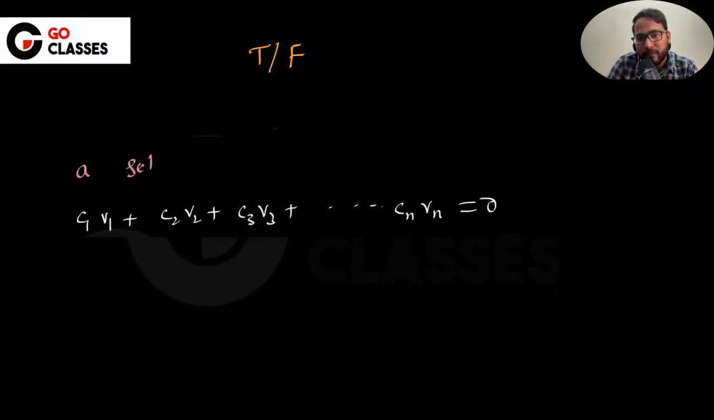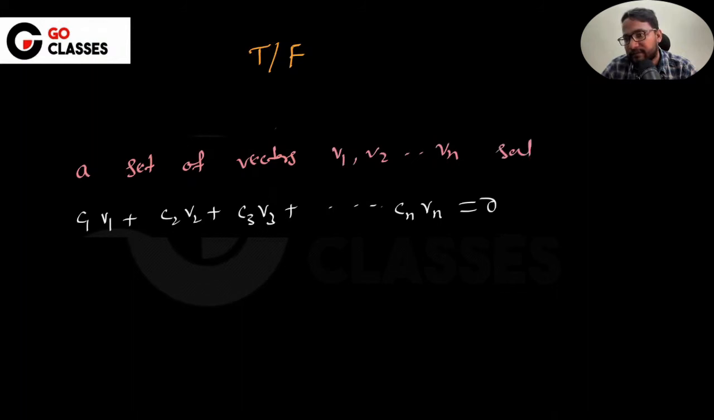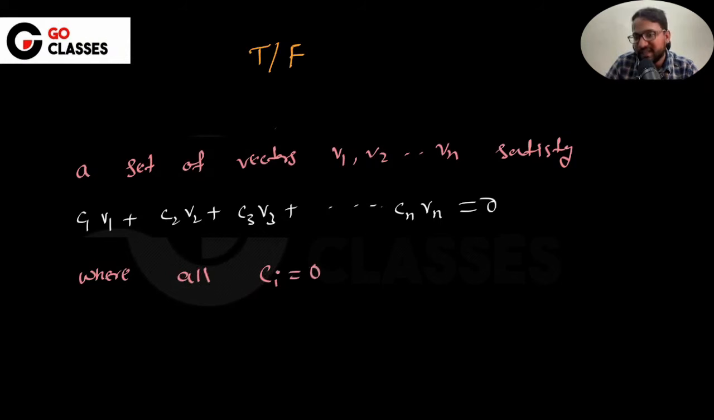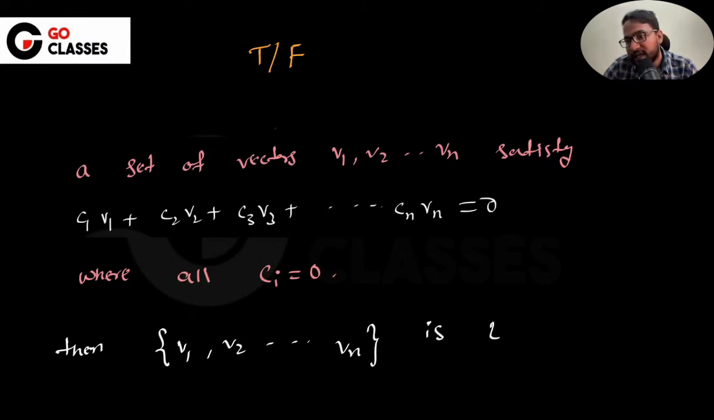A set of vectors v1, v2, vn satisfy this, where all CIs are zero. I mean, CIs are scalars and they are zero. Then this set v1, v2, vn is linearly independent. Let me know if this is true or false.